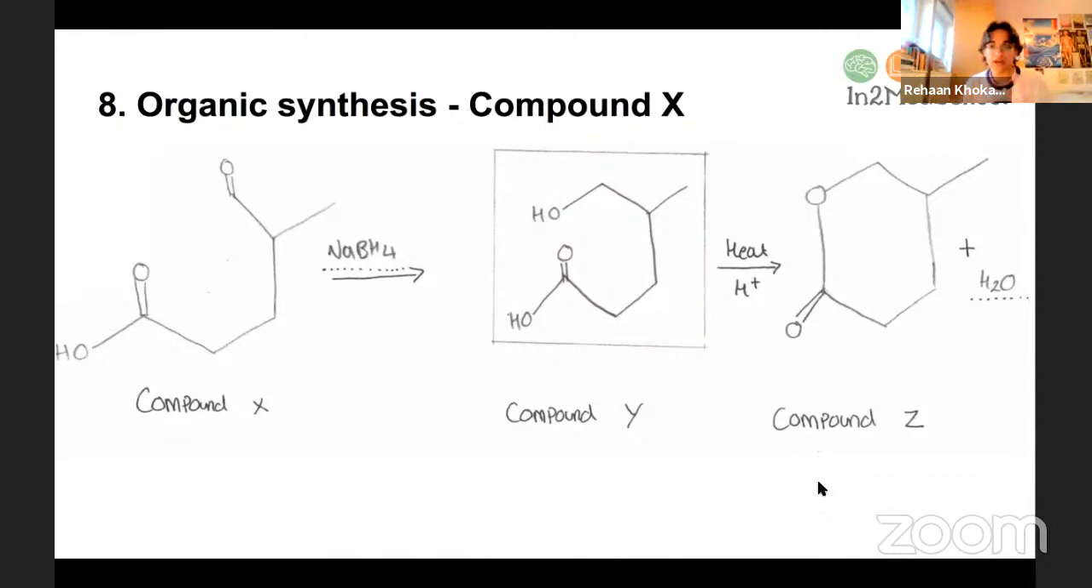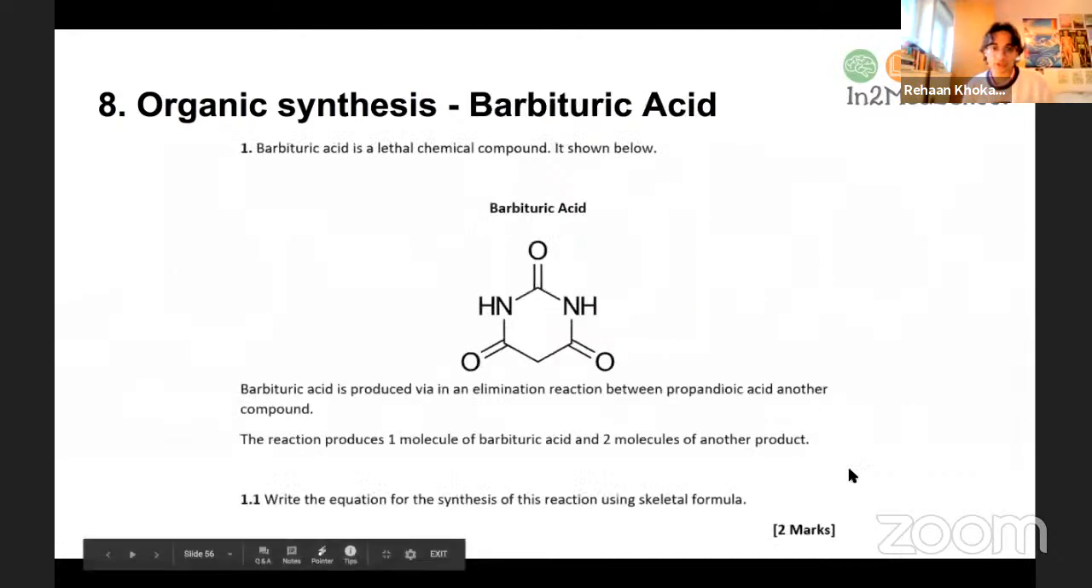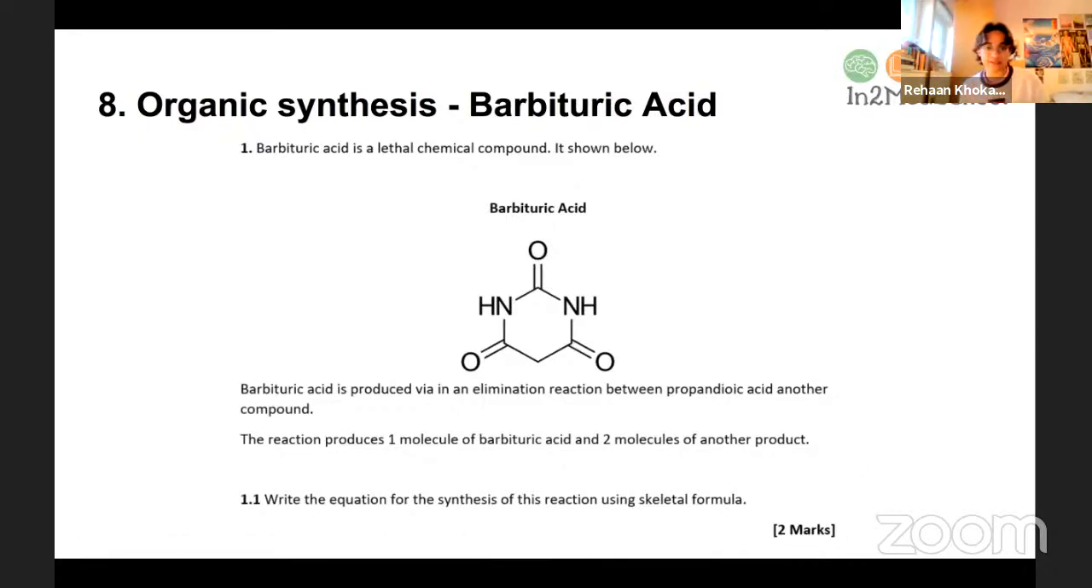It's just asking how do you make an ester, which is done in an unfamiliar way, which is what makes it a bit more difficult. Okay, next question, please. So this is one I've made on barbituric acid. I think we'll just talk through this one because of time. Barbituric acid is a lethal compound. It's actually used in lethal injections, and I just think it has a really fun structure.